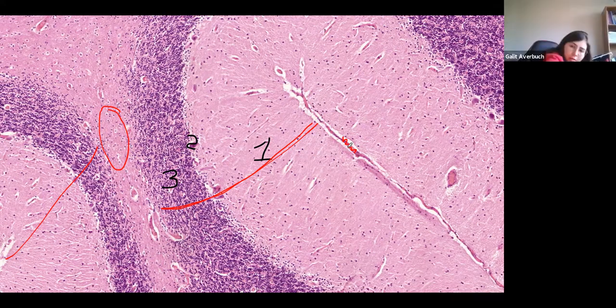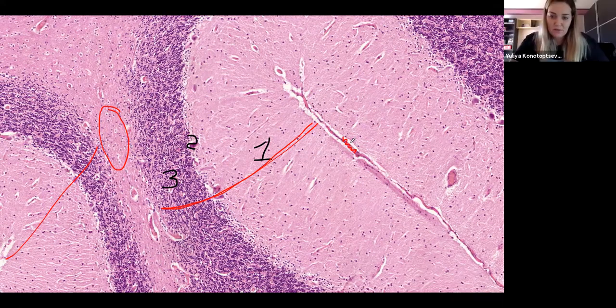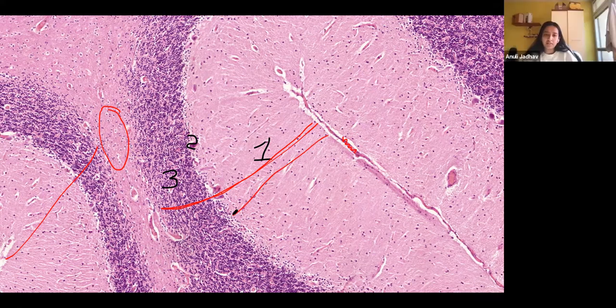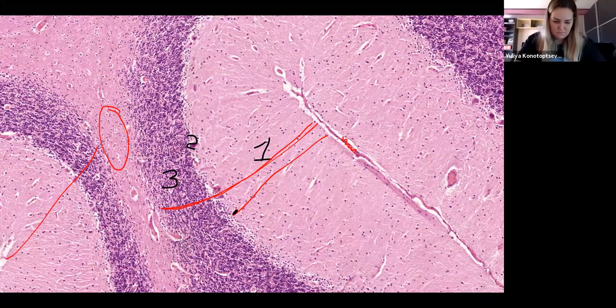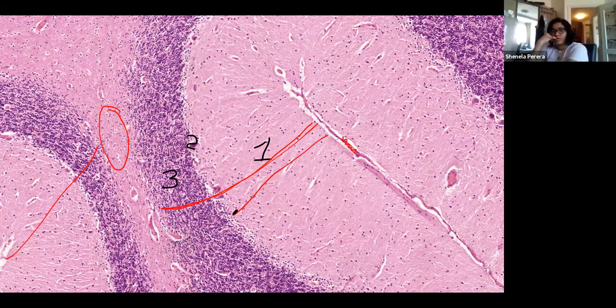What is this? Pia matter? Yeah, for sure. Yes, this is pia matter right here. So how do we call the outer layer? Molecular? Very good. Which neurons are going to be there? Basket and stellate. Yes. Okay. Anything else here?